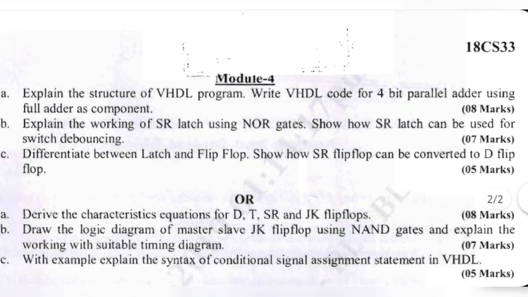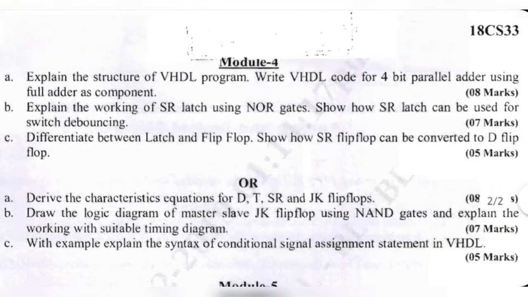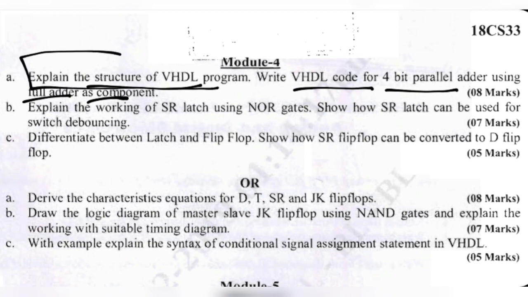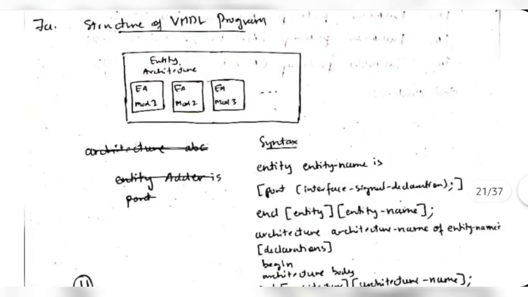Okay, moving on, we have the next question. Explain the structure of VHDL program, and we have to write the VHDL code for a 4-bit parallel adder, using full adder as a component. So firstly we will explain the structure of VHDL program, then we will be writing the code for it. Okay, firstly the structure will be as follows: entity, architecture.